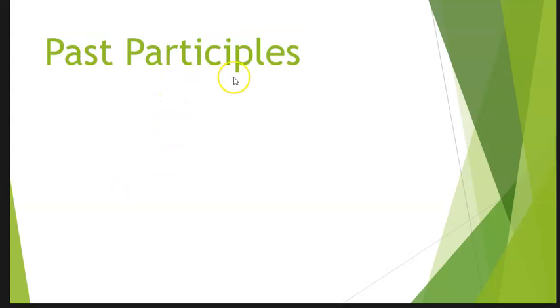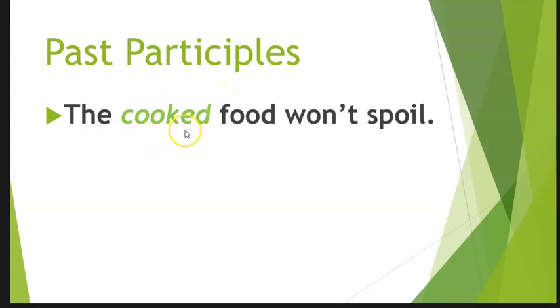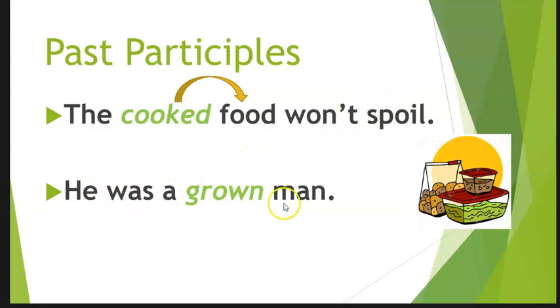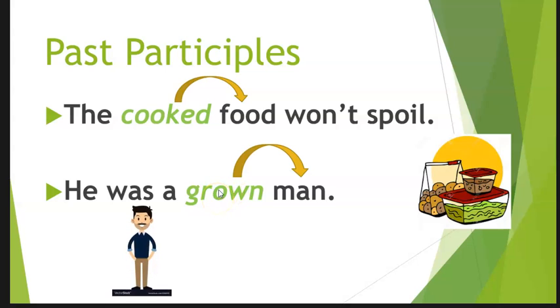Past participles can also be used as adjectives. The cooked food won't spoil. Cooked here is your past participle. It is the past tense of cook, but here it's not the verb in the sentence. It's an adjective telling us which food. Won't is your verb. And another example, he was a grown man. Here, grown is your past participle. It is the past tense of grow. Grow is an irregular verb. It's not the verb in the sentence. It's modifying man, telling us what kind of man. Was is actually the verb in your sentence here.